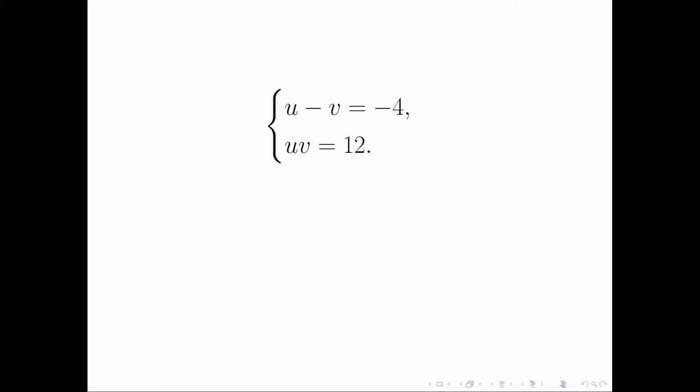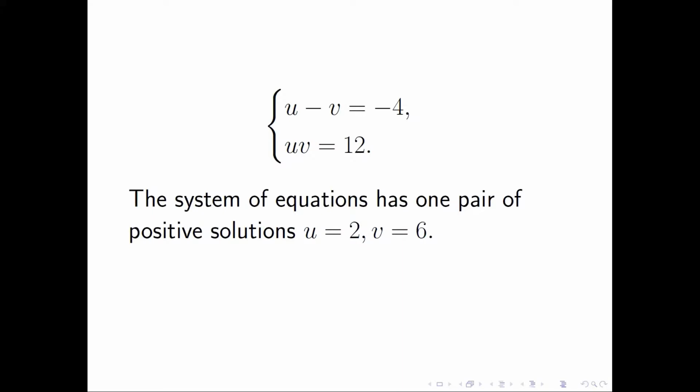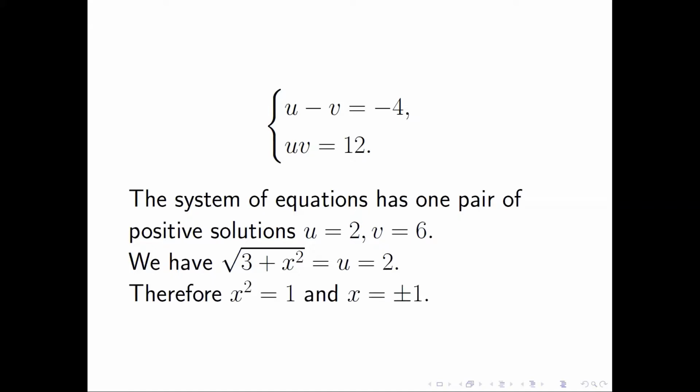This system of equations is easy to solve, and we are only looking for positive solutions. They have two pairs of solutions, one positive, one negative. The positive one: u equals 2 and v equals 6. Again, by the definition of u, the square root of 3 plus x squared is u, which is 2. Squaring both sides, we have x squared equals 1, and therefore x is positive or negative 1. We are done with the second equation.